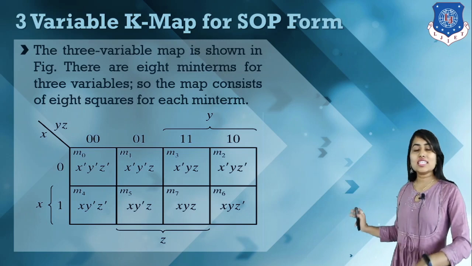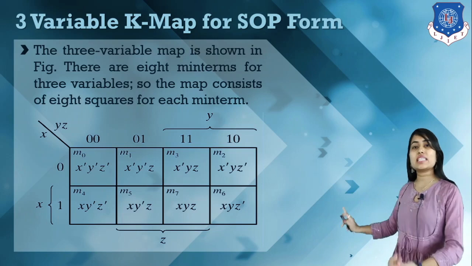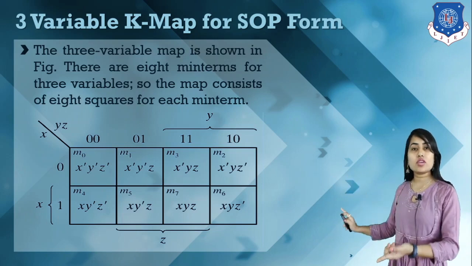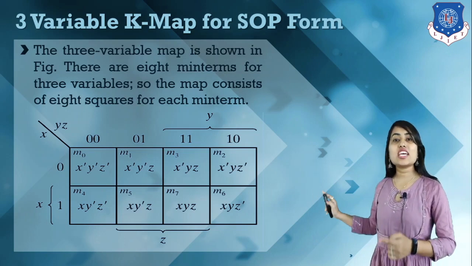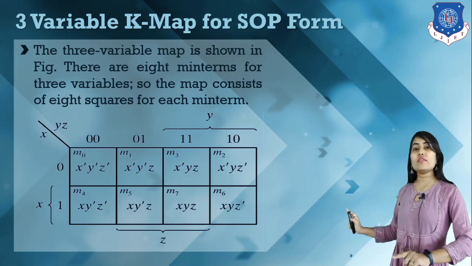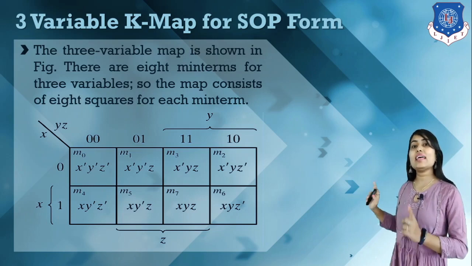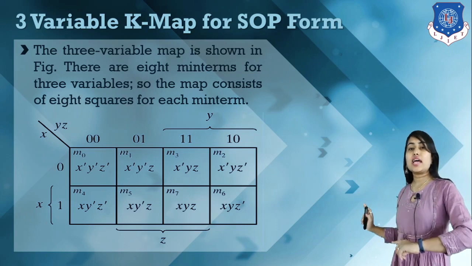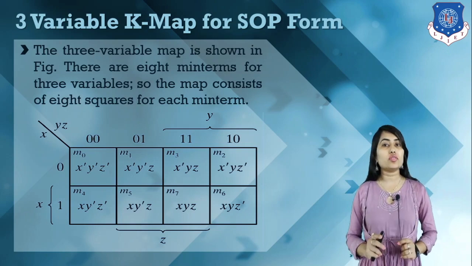So we have the conditions 0 1 2 3 4 5 6 7. The minterm for 0 is x' y' z', then we have the term x' y' z, then x' y z, and then the term x' y z'. So this is how we can make a K-map for 3 variables.